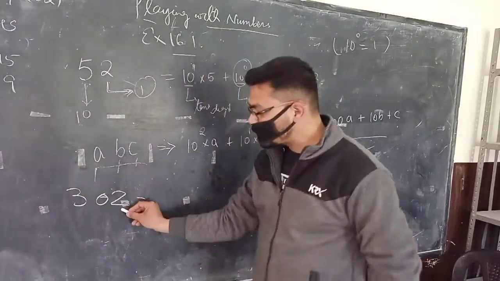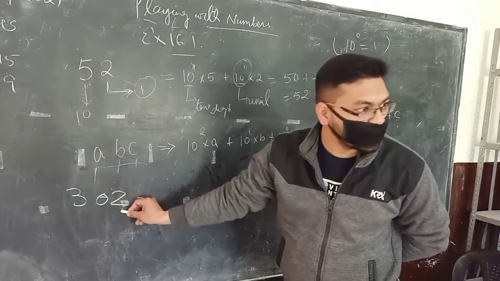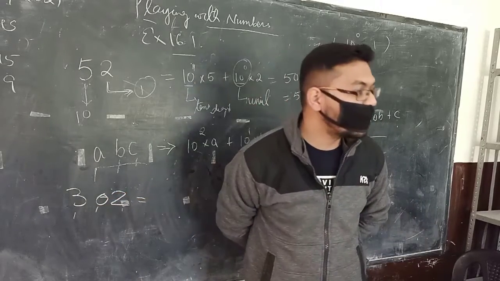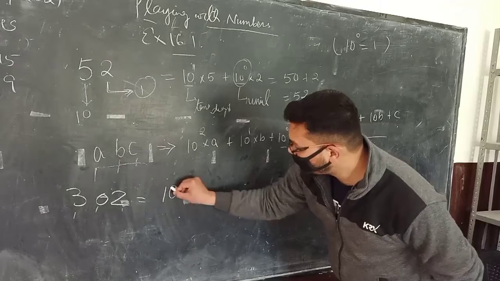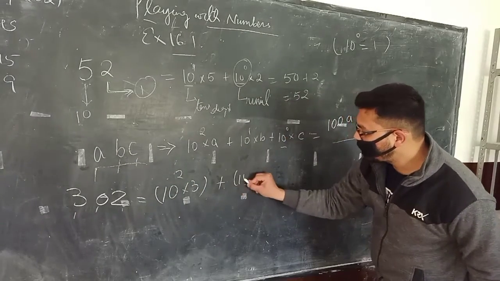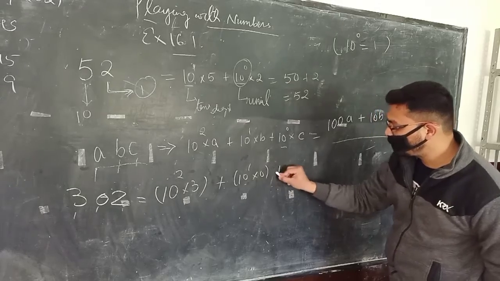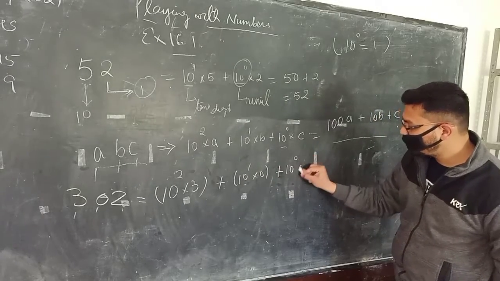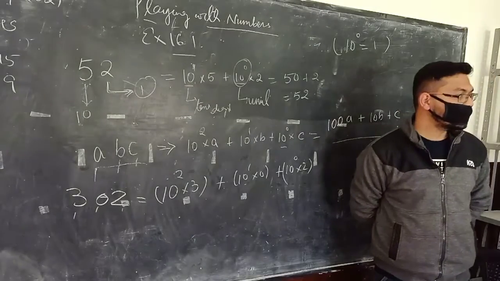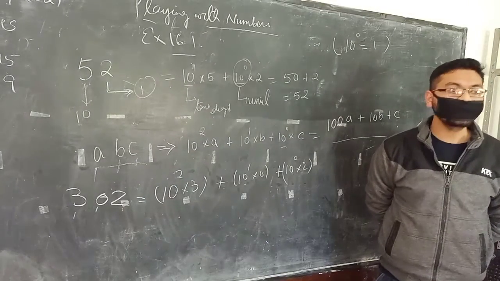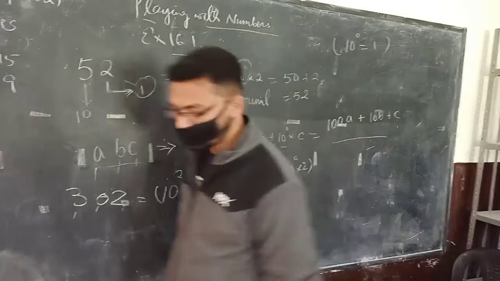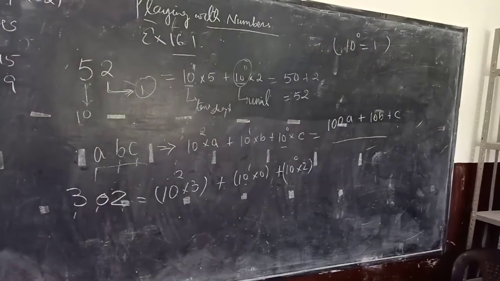See, 2 is in the unit place, 0 is in the tens place, and 3 is in the 100 place. So simply I can write 10 to the power 2 into 3 plus 10 to the power 1 into 0 plus 10 to the power 0 into 2. Any doubt? So this is a simple representation of a number in terms of unit digit, tens digit and 100 digit, right? Please note it down fast.